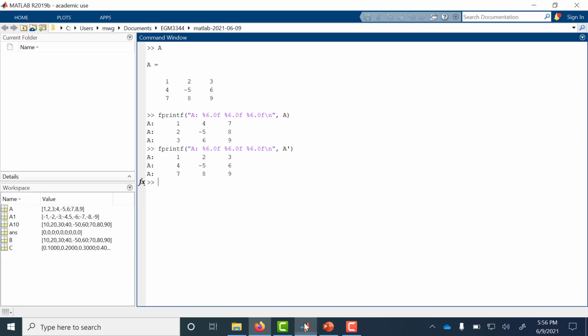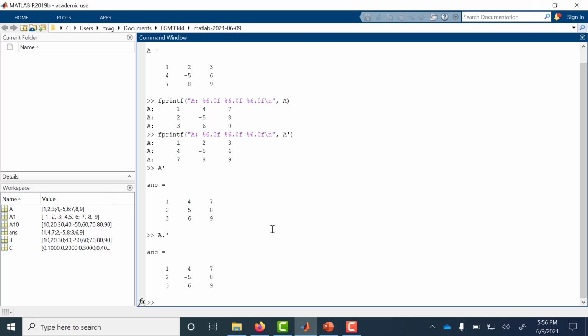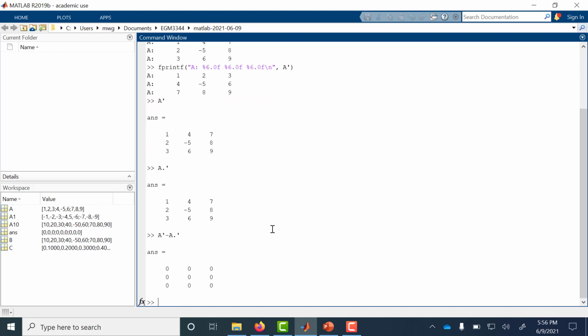Let's go take a look at that a little bit. If I take A prime and look at it, and if I take A dot prime and look at it, they look the same because they're both real matrices. I can show you again: A prime minus A dot prime, and yes, it's 0.